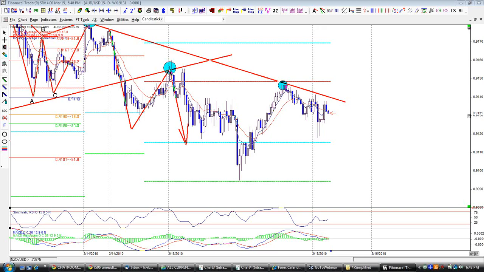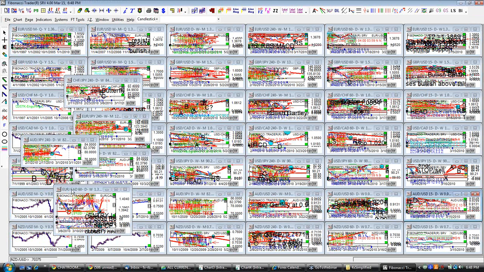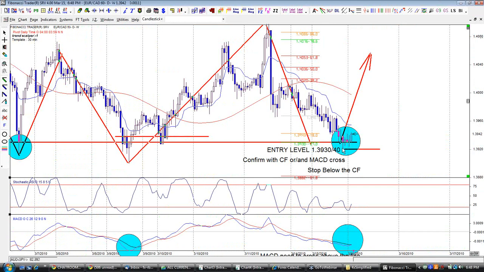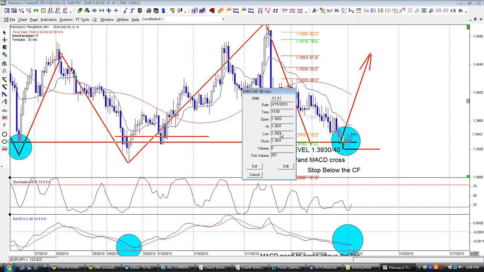Stop on the Euro Canadian. Where did we say the stop was supposed to be? Below the low of the candle. So the low is 139.21. Proper stop, the tighter we can get it is 139.11. So 139.11 should be a good stop.